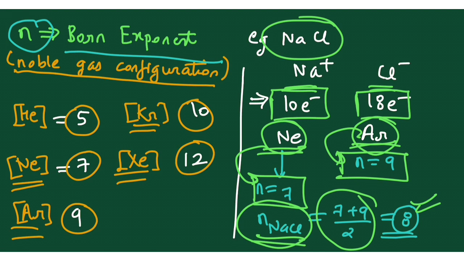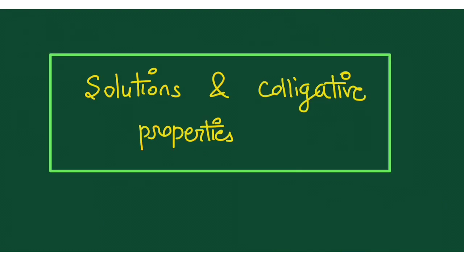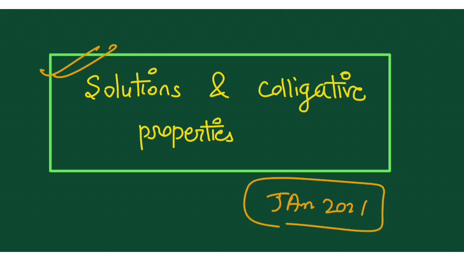So we have actually covered solid state as well. Now moving on to the last chapter for this part 1. Thank you so much for being so patient with me. So part 1 is solutions. Last topic is solutions and colligative properties. Very easy questions and very scoring, and definitely one question is going to be there in your exam because in JAM 2021 also it was there.